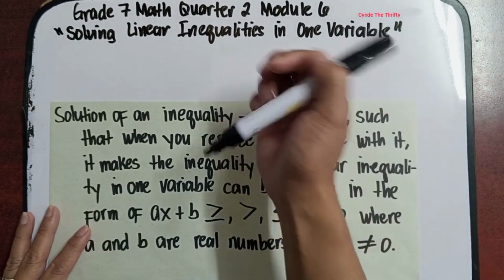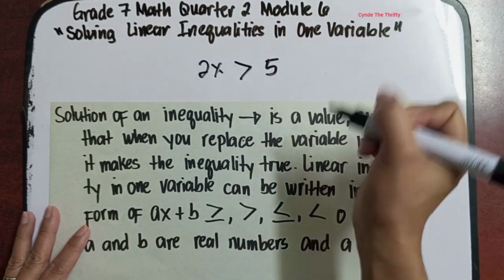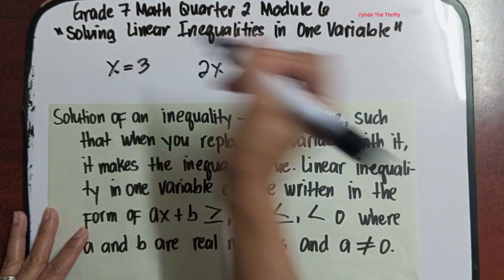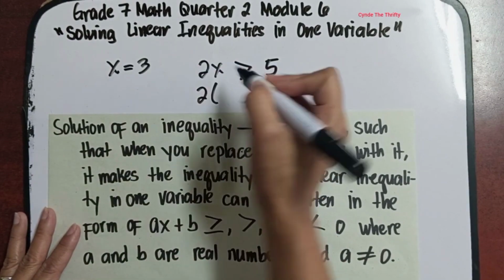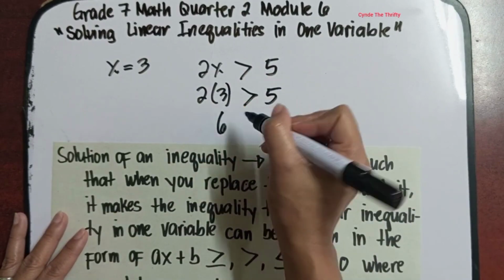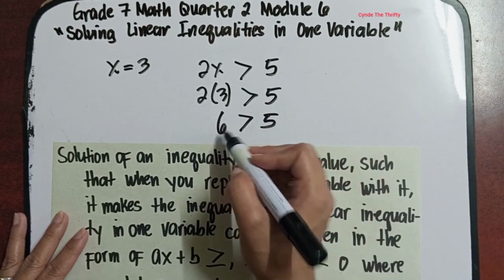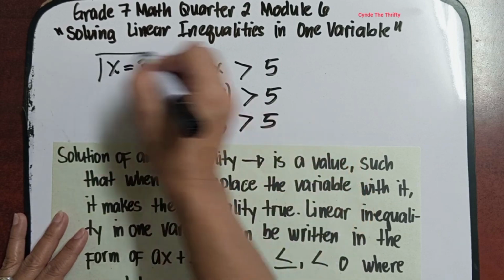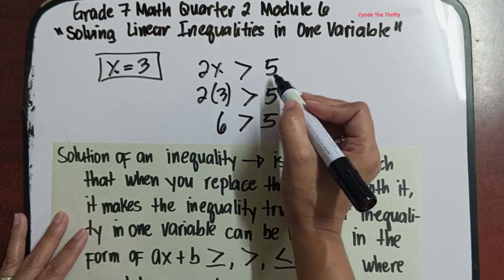Example ng linear inequalities. Kapag sinabi mong 2x is greater than 5, ipagpalagay natin na ang value ni x is equal to 3. So, 2 times the value of x, which is 3, is greater than 5. 2 times 3 is equal to 6, is greater than 5. Okay, so true ang ating example kasi 6 is greater than 5. So ito yung tinatawag nating linear inequalities. Ibig sabihin si 3 is a solution to our linear inequality na 2x is greater than 5.